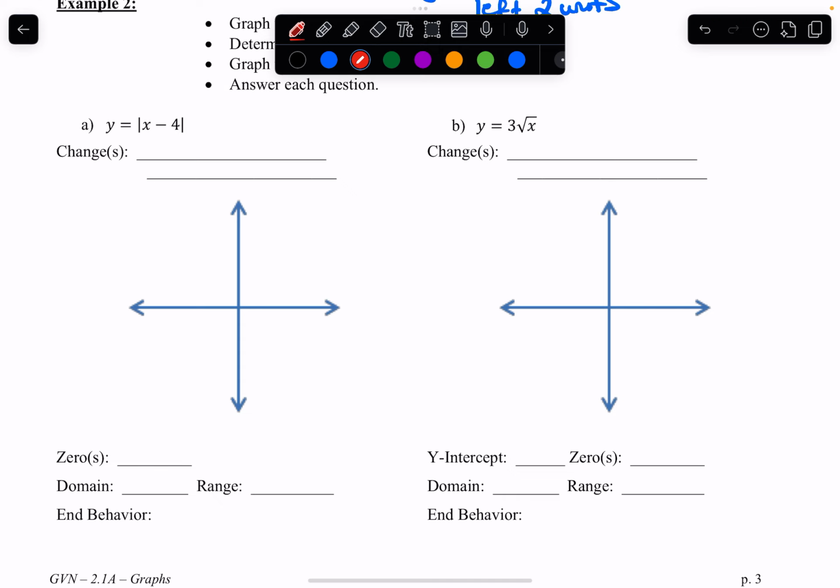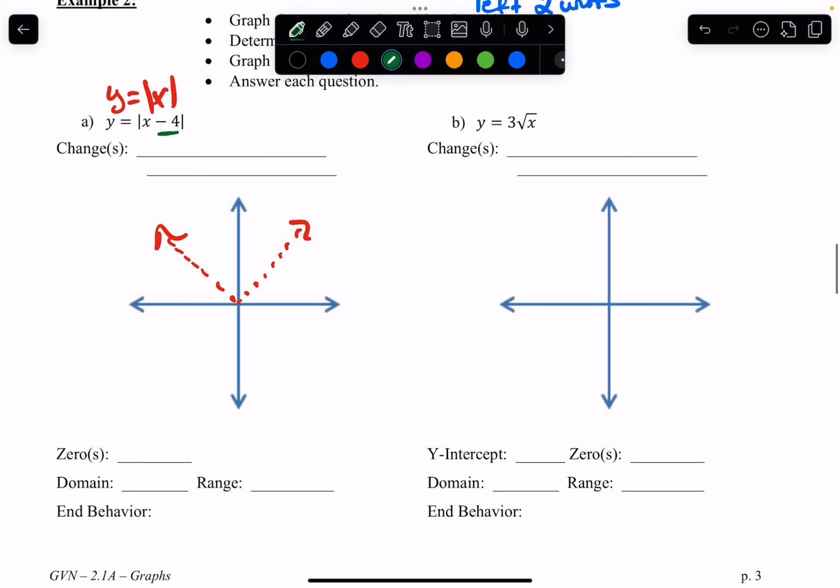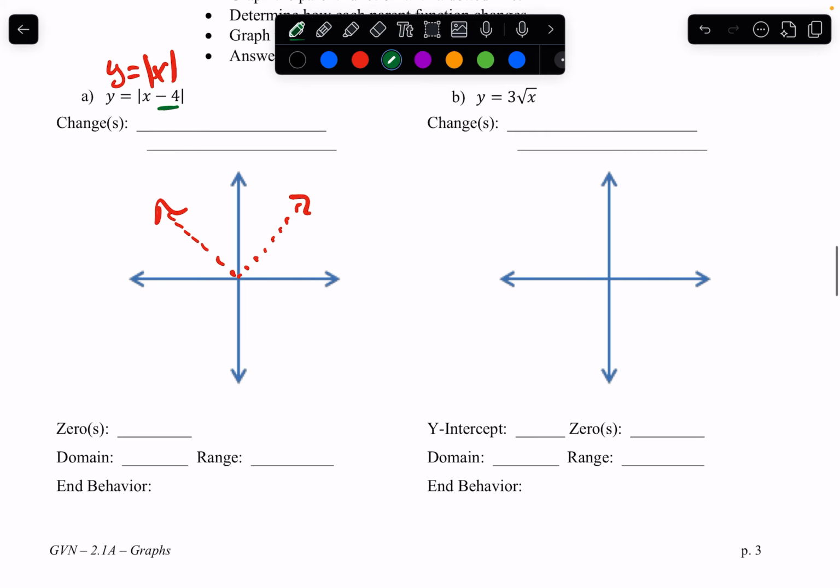Our first one is y equals absolute value of x minus 4. Our parent function is y equals absolute value of x. So we're going to graph our parent function with a dotted line like this. And then we're going to look at, so what are the transformations here? We have a minus 4. When it is inside, like it's inside the absolute value signs, this means that we are going left and right. And now with the negative sign, we are going right 4.